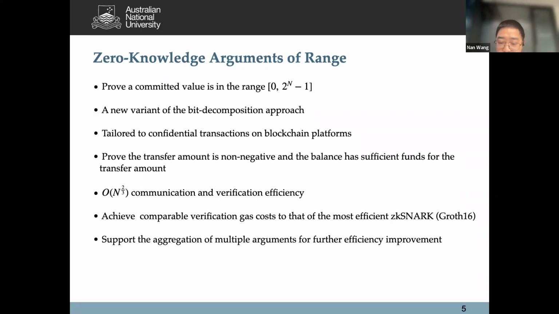16 without resorting to any trusted setup. ZK-SNARK stands for succinct non-interactive argument of knowledge. Groth16 leverages a trusted setup to achieve constant communication and verification efficiency, and it is the most efficient ZK-SNARK so far, which only requires 3 pairing operations for any arithmetic circuits. Our argument also supports the aggregation of multiple arguments for further improvement in efficiency.